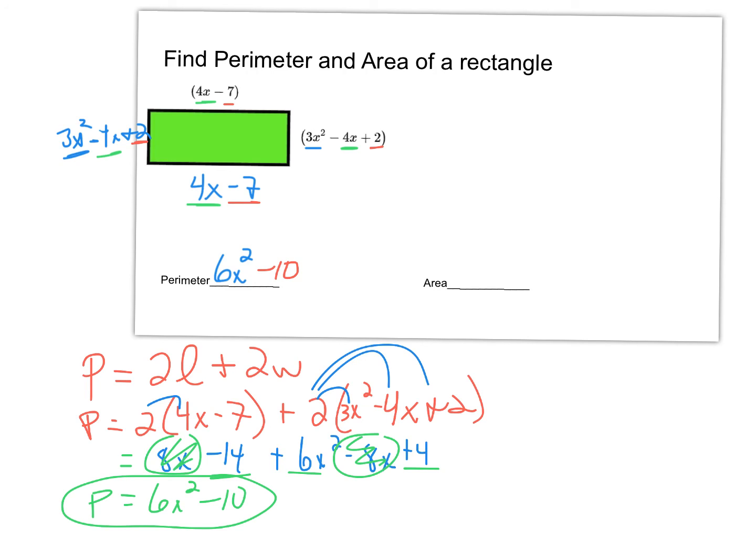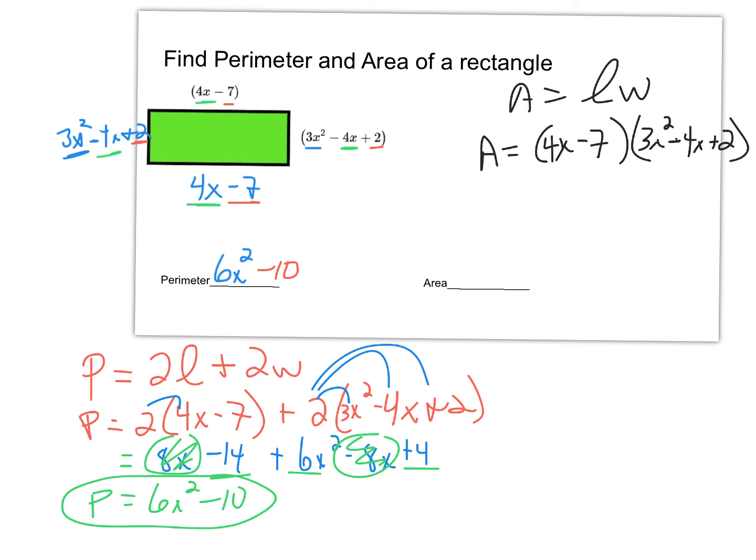Okay, now area. Now area, remember, this is important. This is where we're doing length times width. Okay, so this time when I multiply this, the area equals my length, 4x minus 7, with my 3x squared minus 4x plus 2. Okay, now again, you can use the box method here. I'm going to use kind of the traditional way to do this, just to save myself a little bit of time.